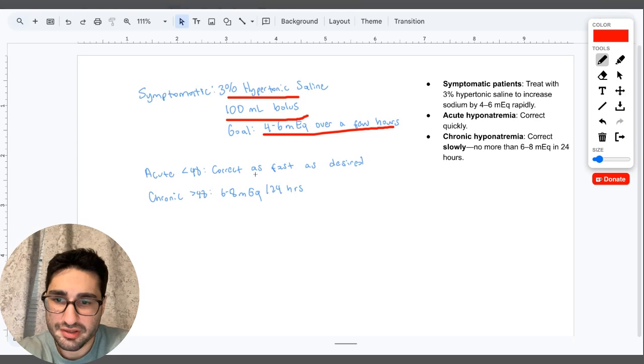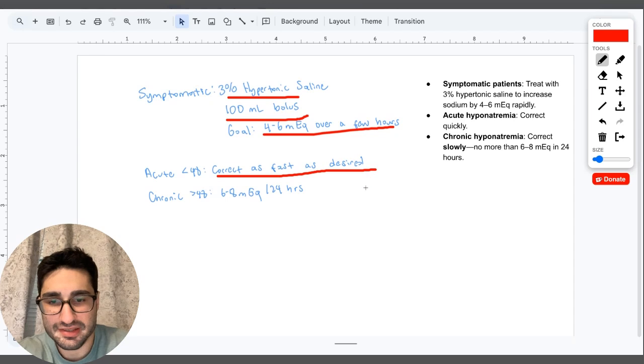Now, if the patient has acute hyponatremia, meaning that they had the low serum sodium readings less than 48 hours, then we can correct their sodium levels as fast as we would like because their body has not adapted to the hyponatremic state. But if they have chronic hyponatremia, then we need to be very careful and we need to correct their sodium by 6 to 8 over a period of 24 hours to make sure that we don't hurt the patient. We can cause osmotic demyelination syndrome if we correct their sodium too fast.